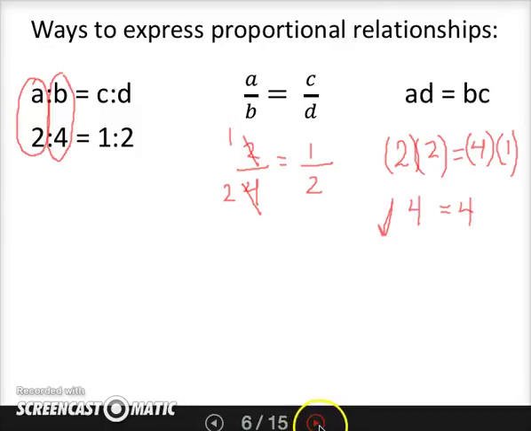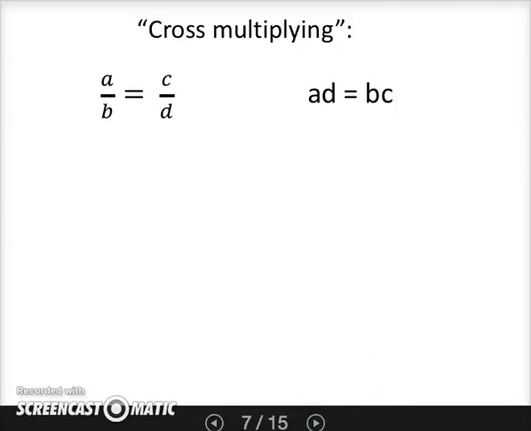How can we explain that this strange way of writing a proportion actually turns out to express the same relationship that we expressed over here and over here with fractions? Well, you might have heard of this before as cross-multiplying. And instead of just cross-multiplying here for you, I'm going to actually justify why that works.